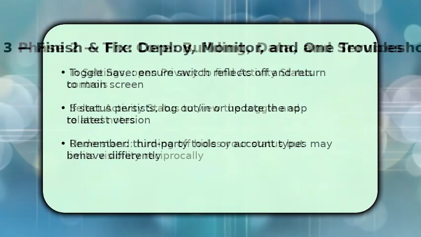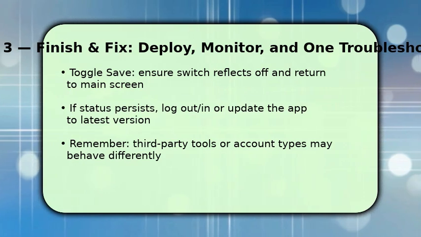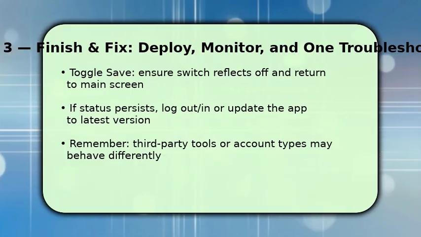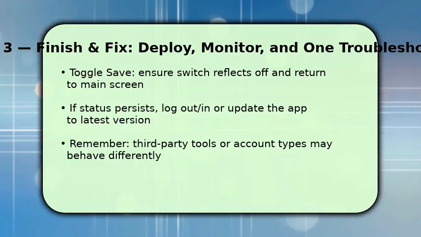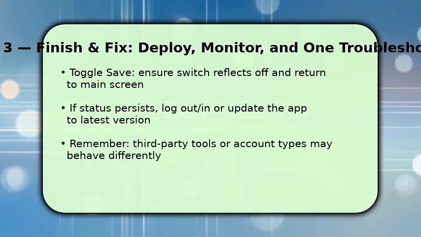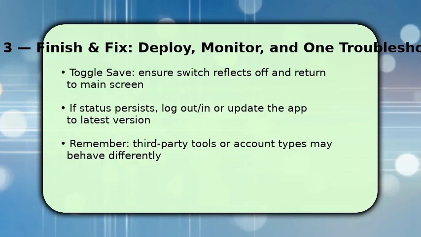Once you flip the toggle off, go back to the main app screen and verify by opening a chat. The green dot or timestamp should no longer appear. If the status still shows, force close Instagram, log out and log back in, or update the app. Sometimes cached data delays the change.